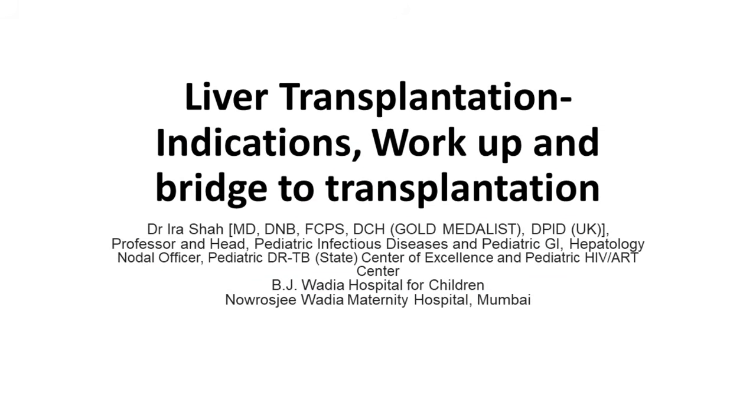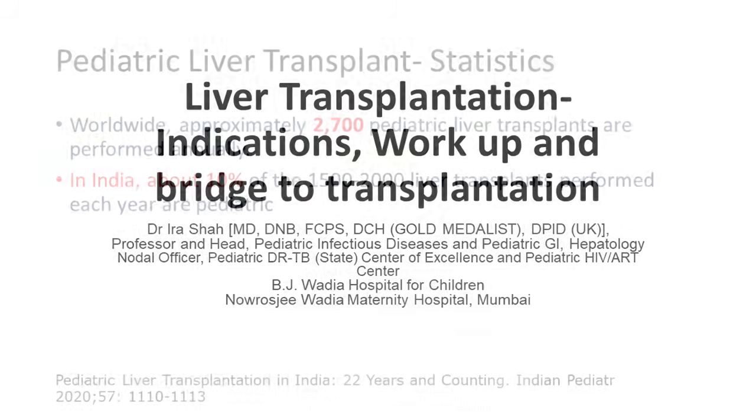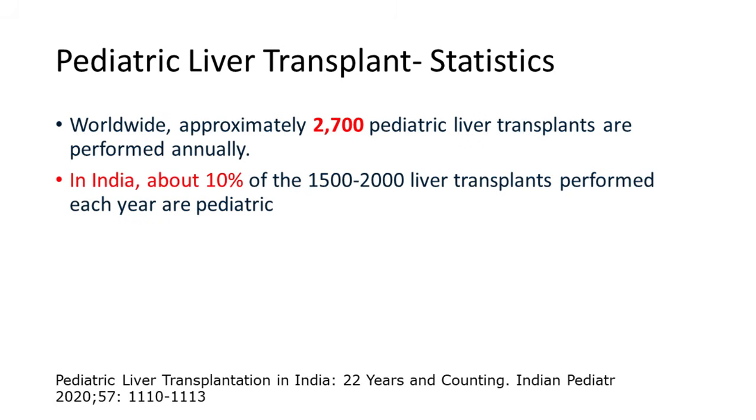Okay, so we are going to talk about liver transplant indications, workup and bridge to transplant. If you look at pediatric liver transplant, it's way below what adult transplant is getting done. Most of the hospitals would be doing 1 or 2 pediatric transplants a month, whereas most of the adults you would be having around 20 to 25 transplants a month, the same hospital.